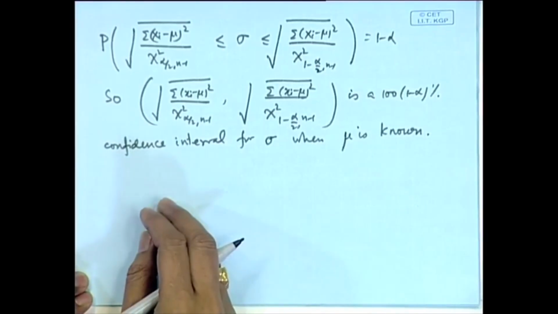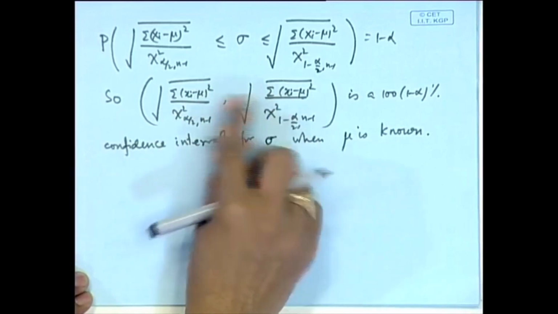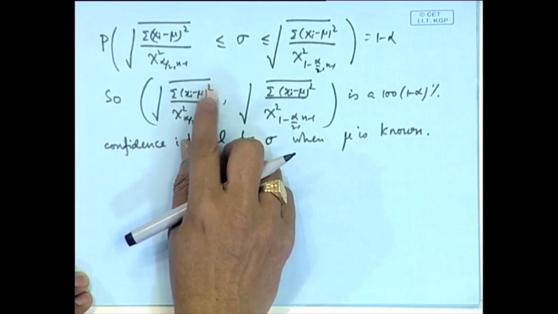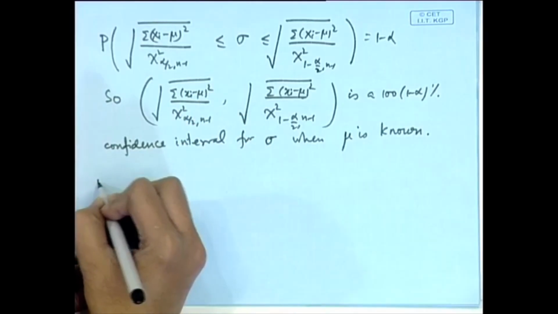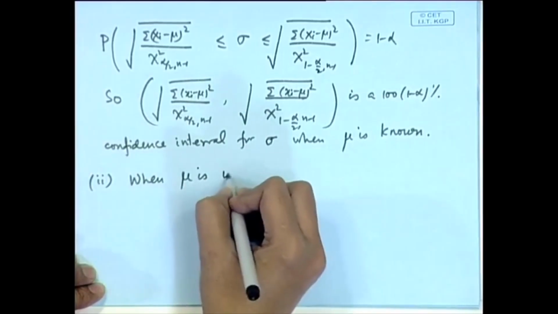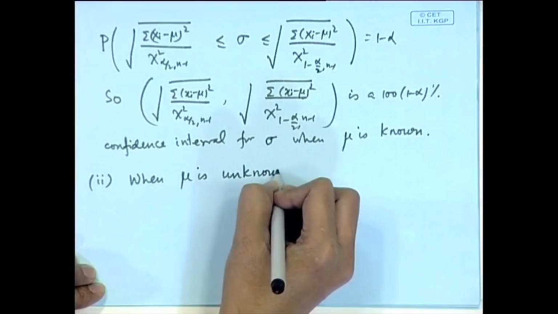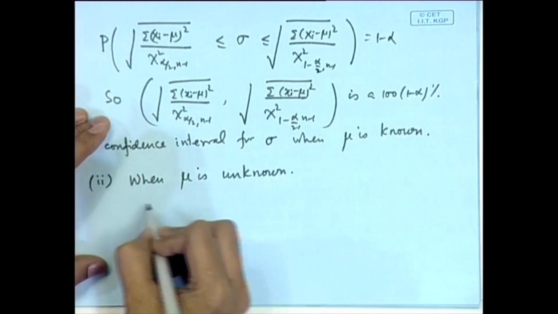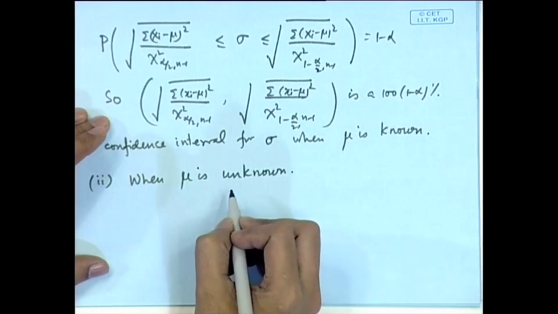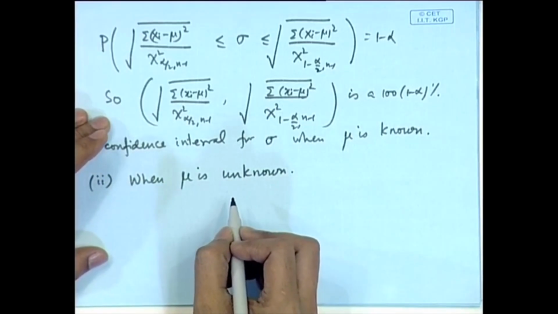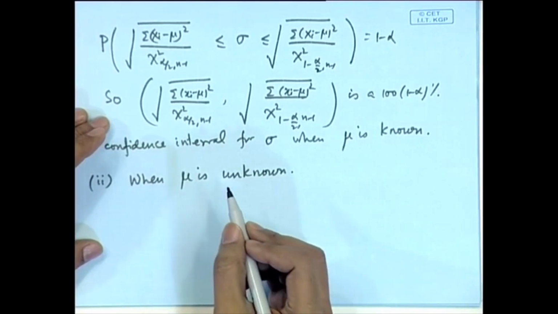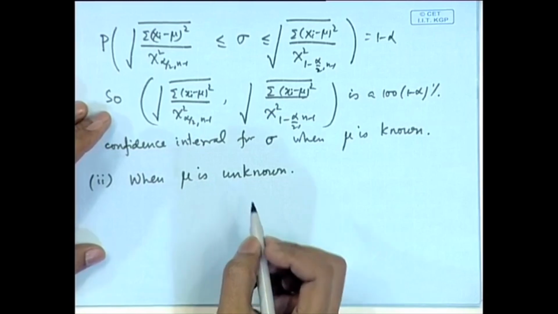Now, obviously, if mu is unknown, then this cannot be used, because this quantity involves the unknown value of mu. So, when mu is unknown, then we make use of S square. Remember here that S square is defined as the sample variance, that is 1 by n minus 1 sigma of x i minus x bar whole square.